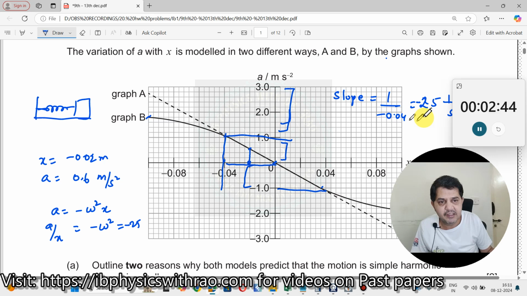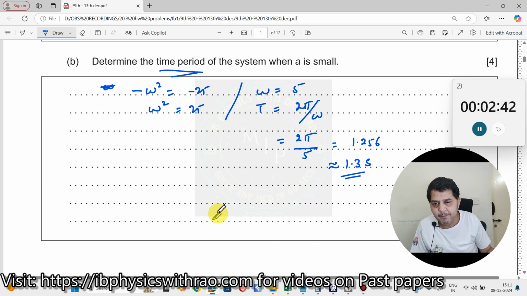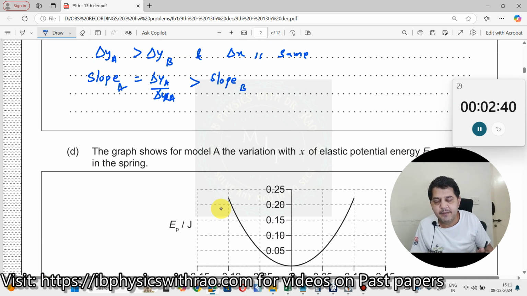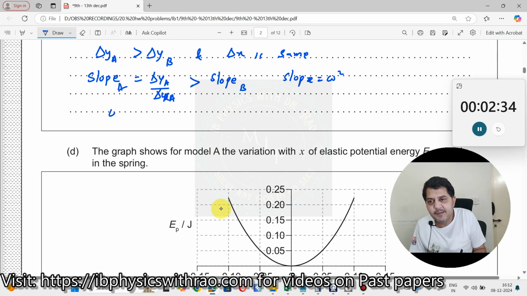See, I took this value and equated this to omega. So therefore I can now write slope is equal to omega square, which means I can now write omega A square greater than omega B square, which once again means omega A greater than omega B.